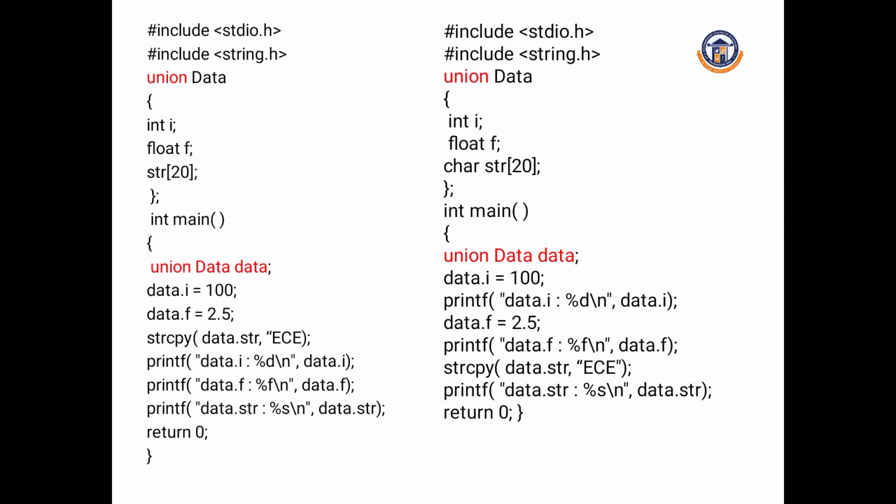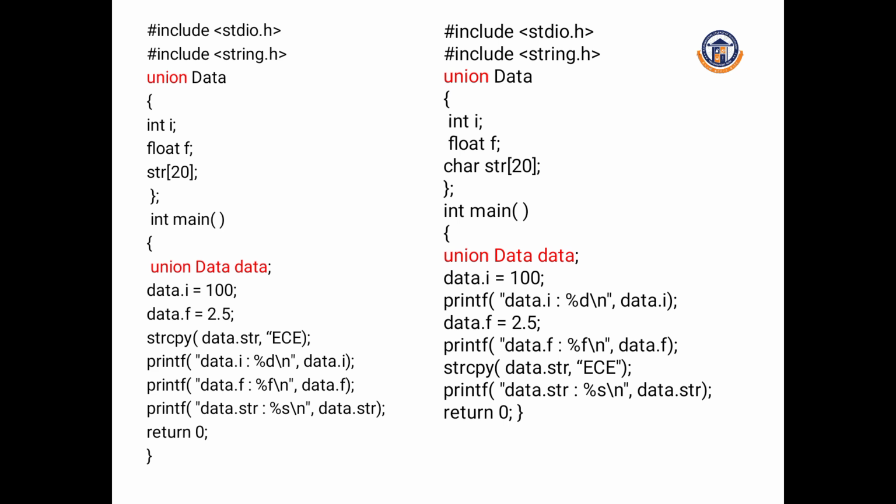Okay, let's see this program. This program is on union and its display. As usual, the stdio.h header file and the string.h header file. I am declaring a union structure, with the keyword union and data as the tag name: int i, which is an integer, float f, and a character string of 20. Then int main, and within that I am declaring another variable of type data. So this is another way of declaring data.